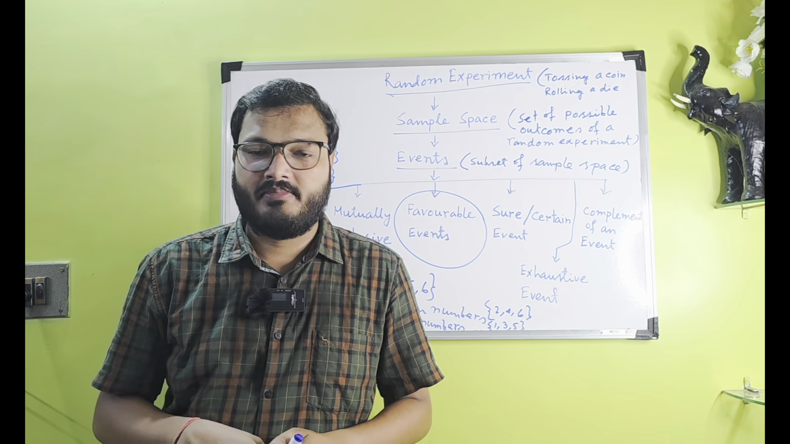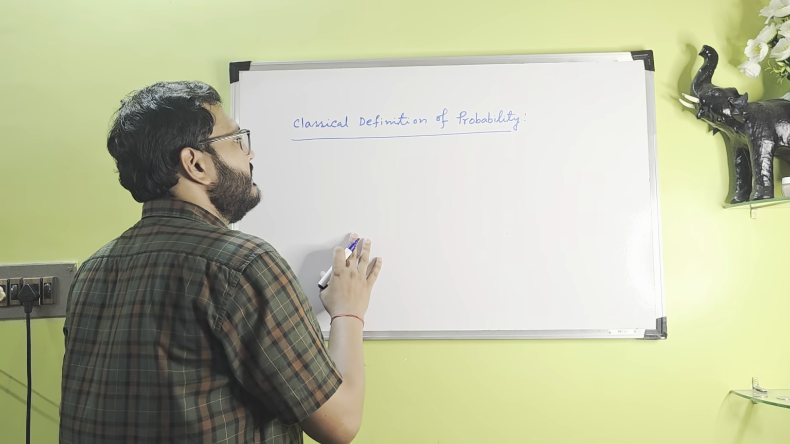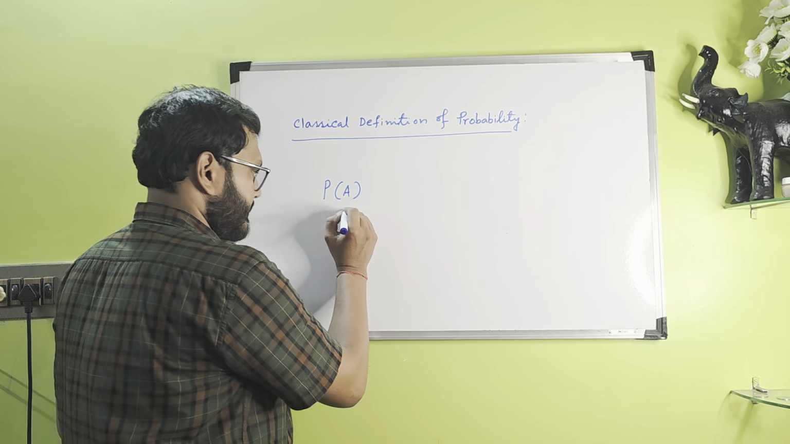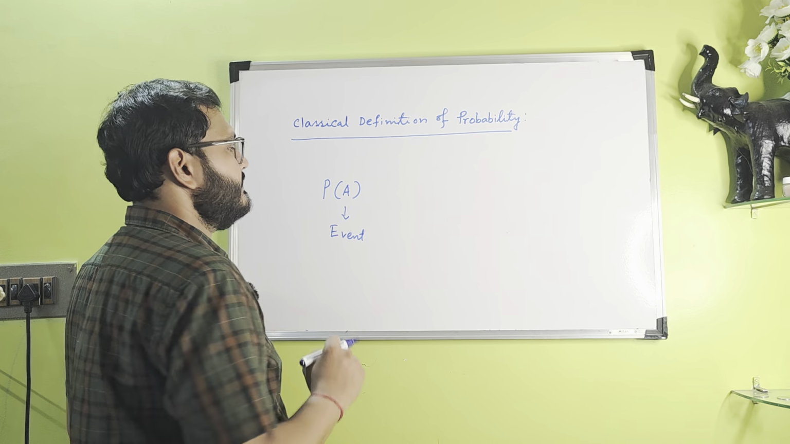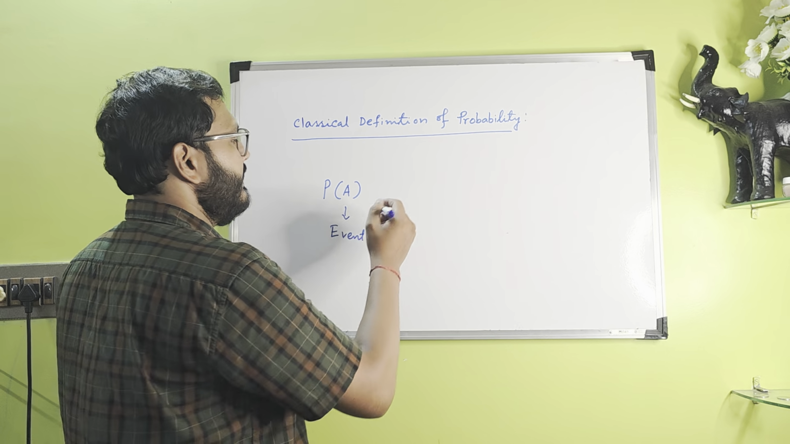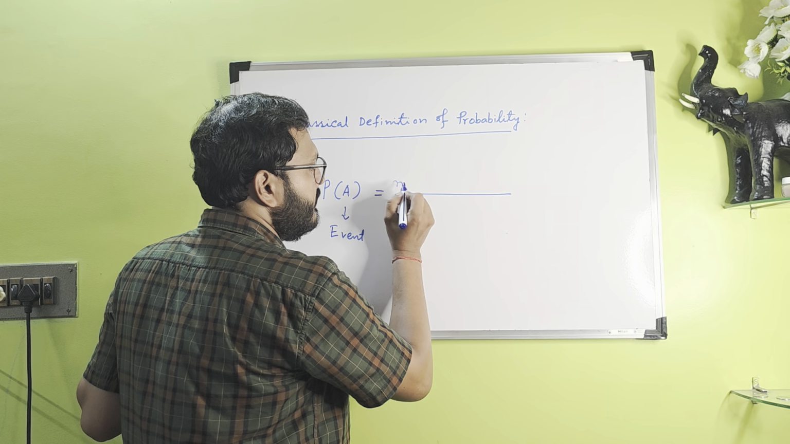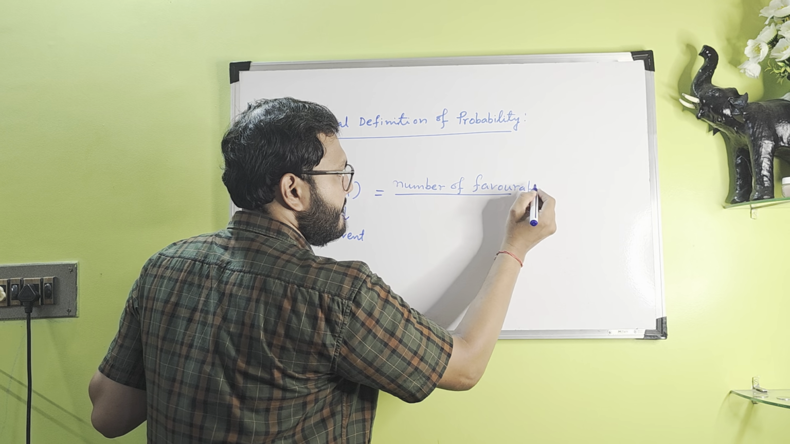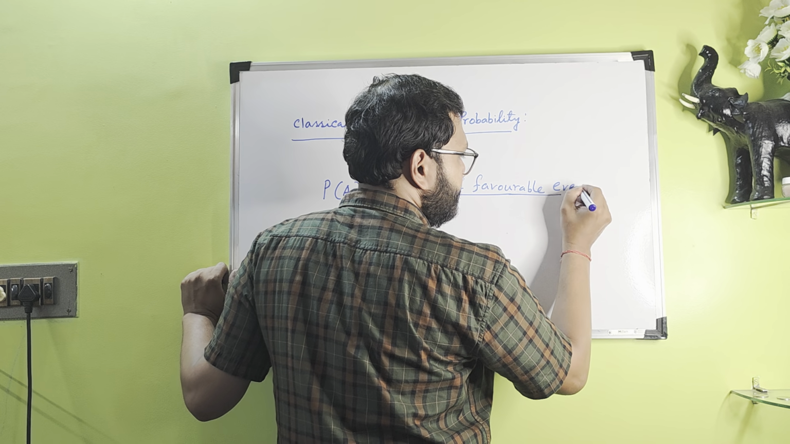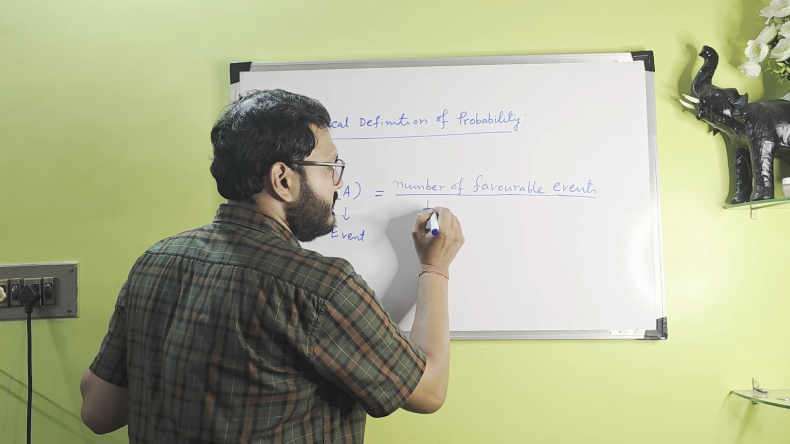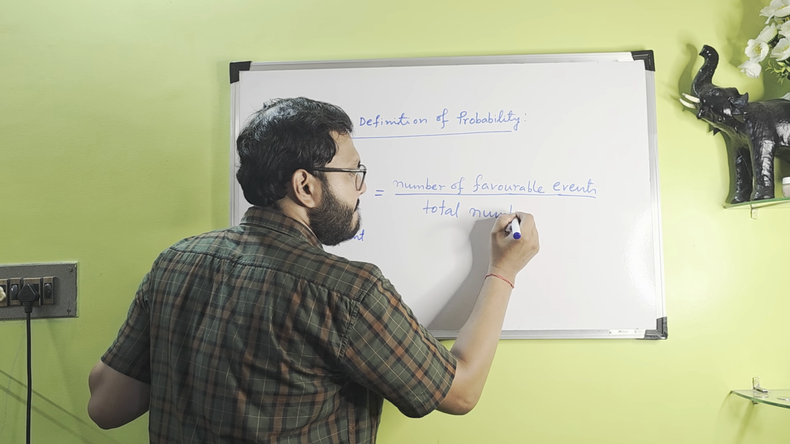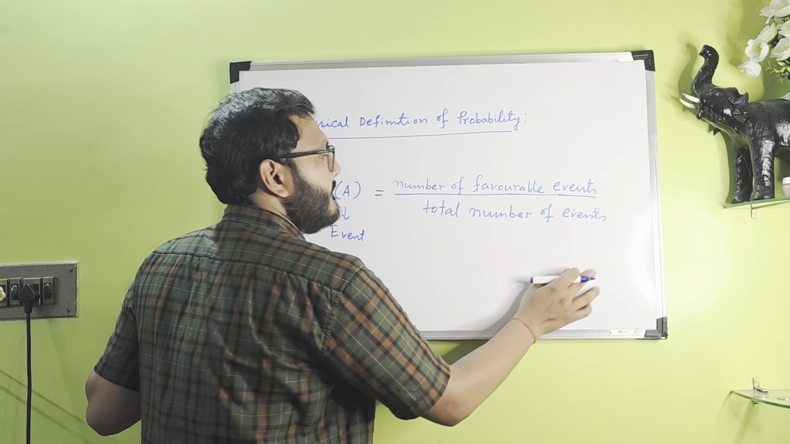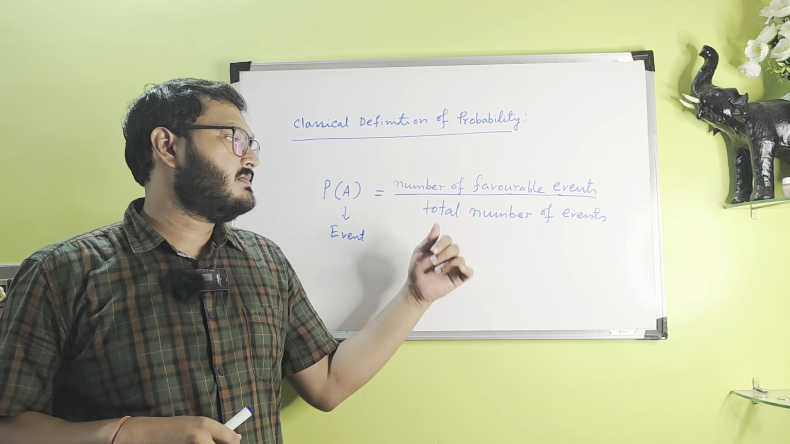Let's jump to the definition of probability. Classical definition of probability: the probability of an event is denoted by P of A. A is the event. P stands for probability. Probability of the event A is equal to the number of favorable events by the total number of events. Okay. Number of favorable events by total number of events.